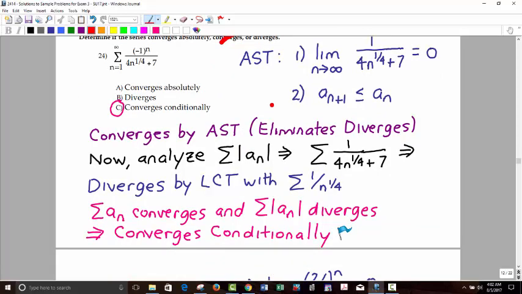Now we have to analyze the series. You look at it without the -1 and decide what it's doing. I had to squeeze this in because I don't have enough room here, but you see you have n to the 1/2 on top and an n to the 3/4 on bottom, so n to the 1/4 on bottom. So we would do an LCT with 1 over n to the 1/4, and that's the right thing to compare it with. It would diverge because 1 over n to the 1/4 is a diverging p-series. So that makes it diverge.